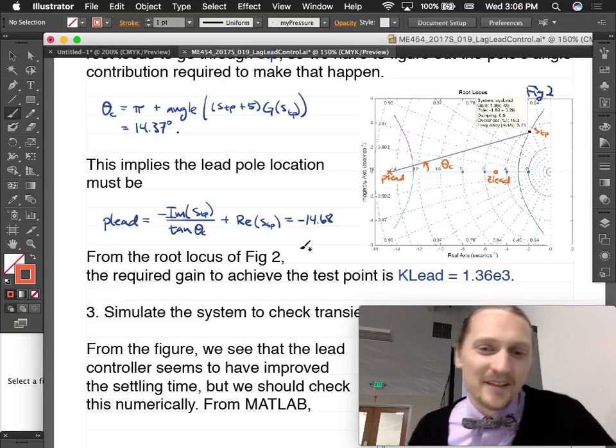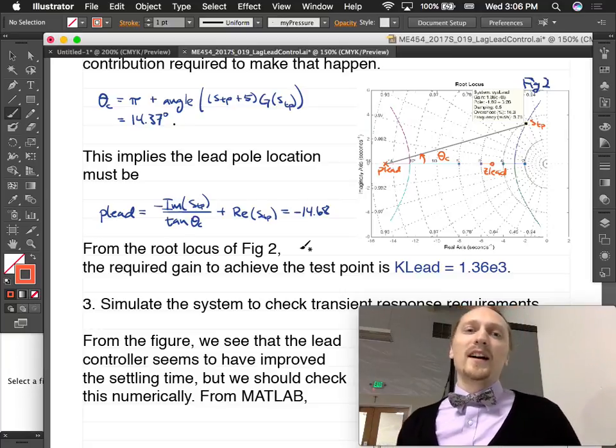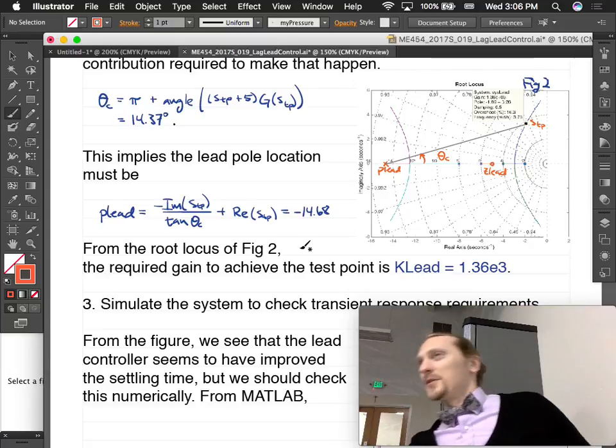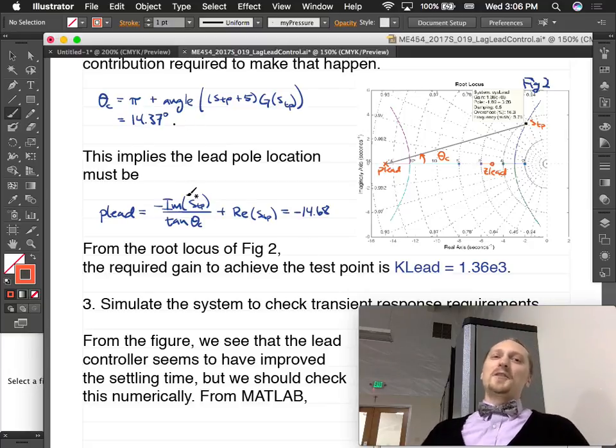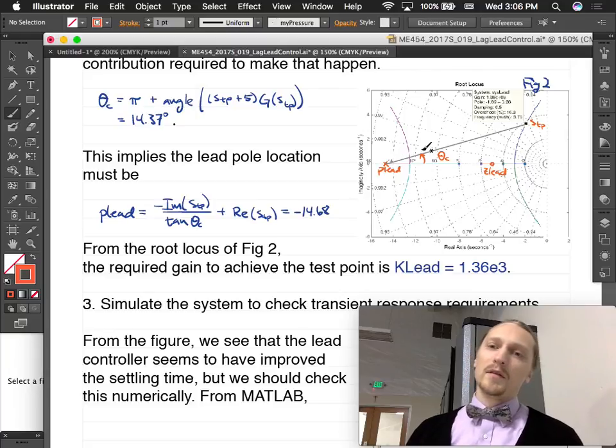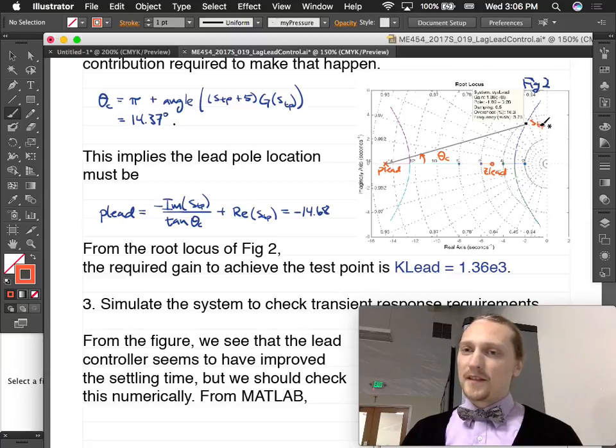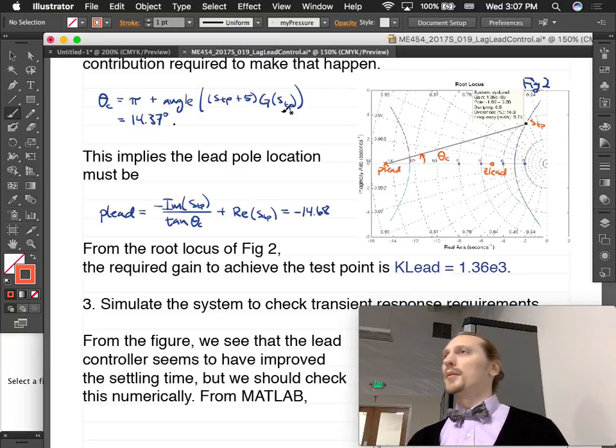Anyways, if you do that calculation one time and put it into MATLAB, so you don't have to always do that calculation, you get that the angle contribution for the compensator needs to be 14.37 degrees. This is for the pole contribution. So I drew it here. We have this test point that we want the root locus to go through. And z lead, we said, is at -5. So we have to place the pole such that theta c contributes the right angle, and the right angle is going to be 14.37 degrees.